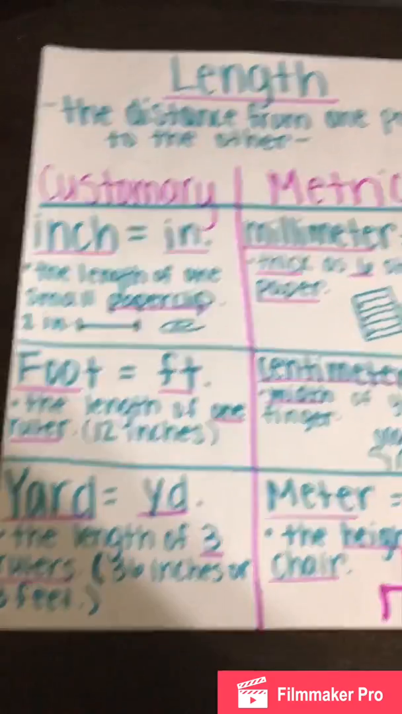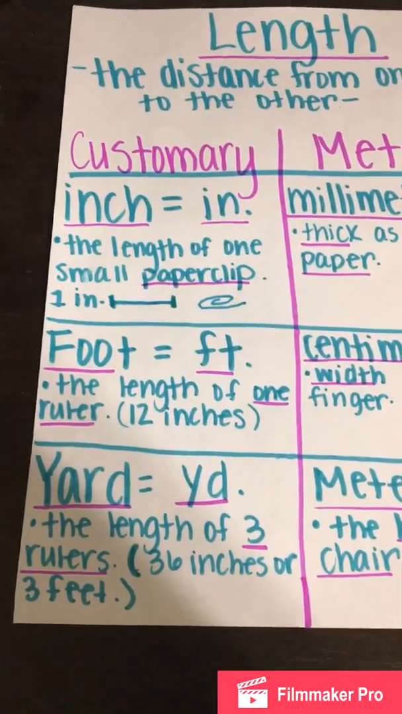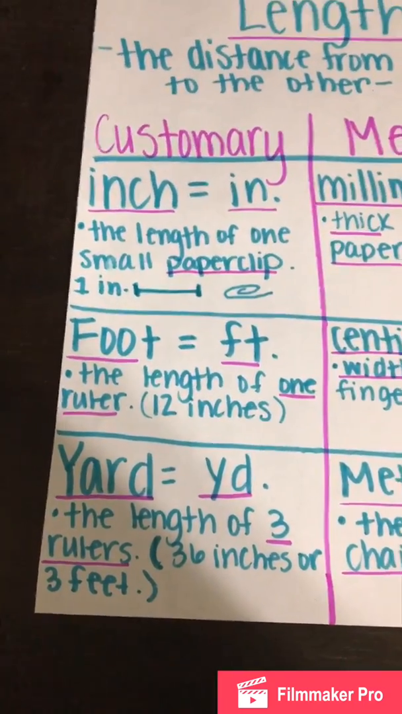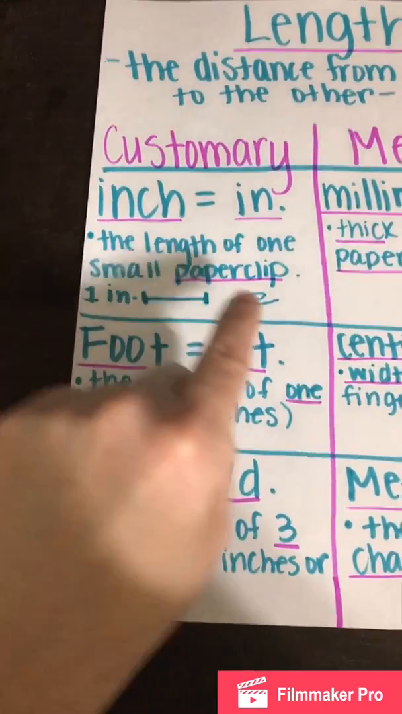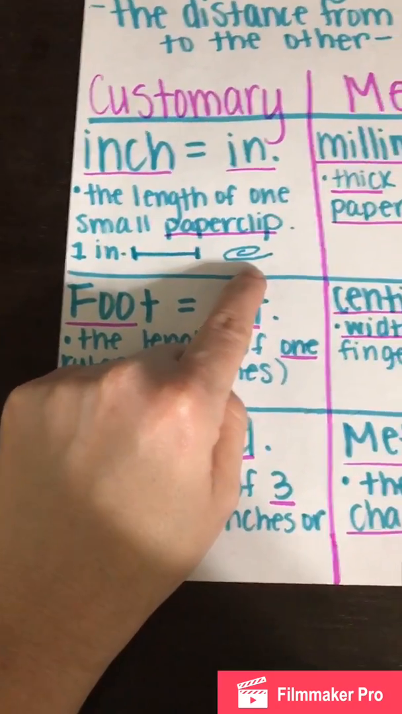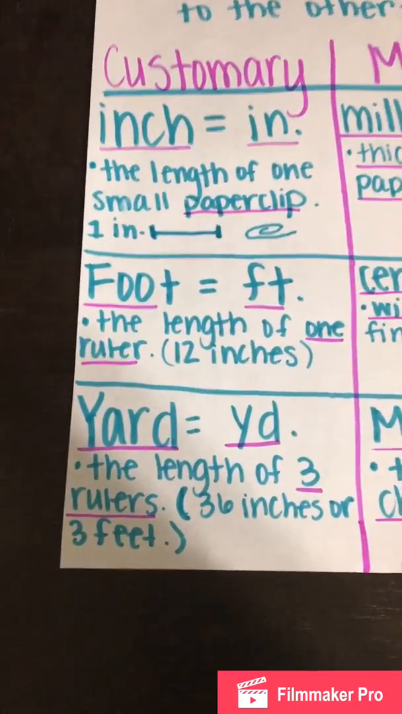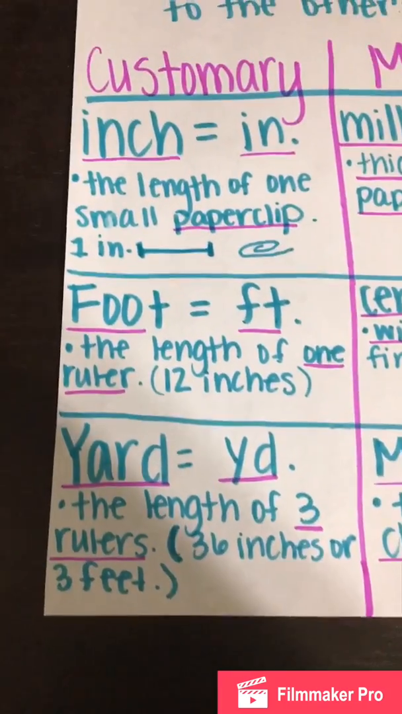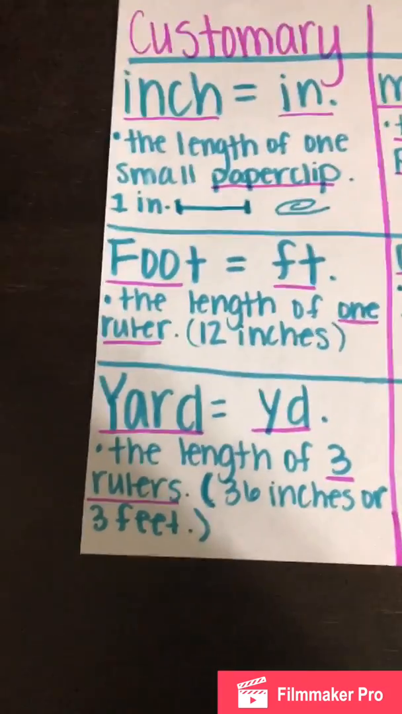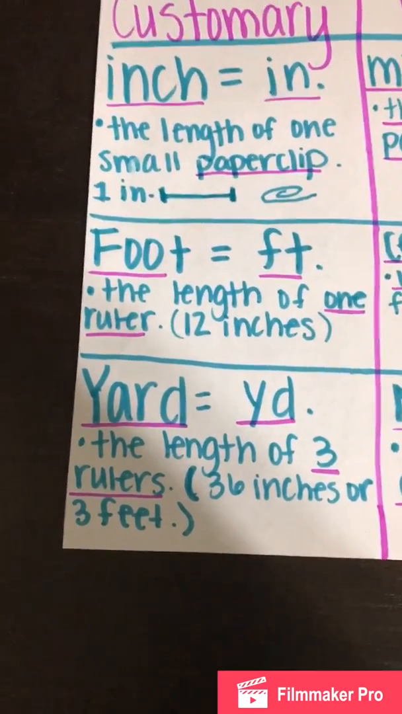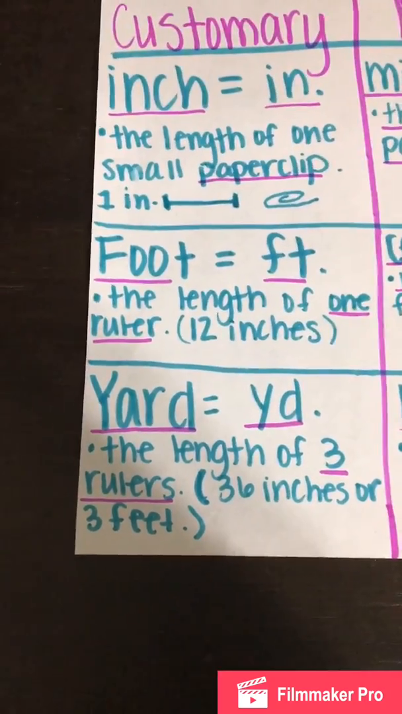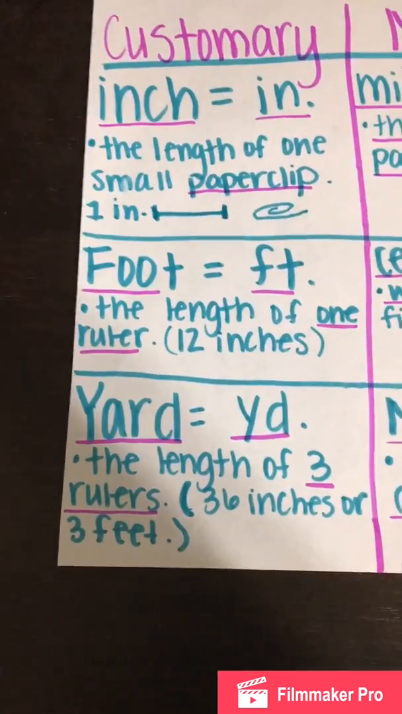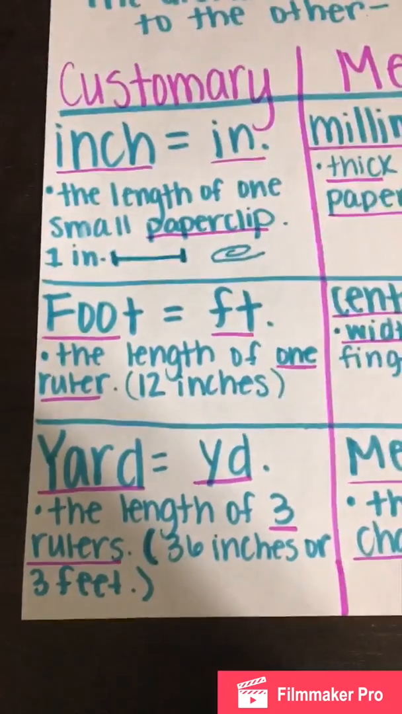Last week we focused on customary, and we have the inch, and its abbreviation is IN. It's the length of one small paper clip, and I drew out 1 inch here, my wannabe paper clip. Then we had foot, abbreviated FT, which is the length of 1 ruler, or 12 inches, or 12 paper clips. Then we have a yard, which is YD for the abbreviation. It's the length of 3 rulers, or 36 inches, or 3 feet, or 36 paper clips.